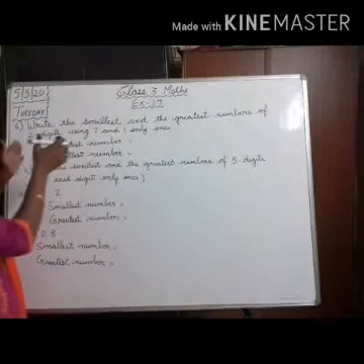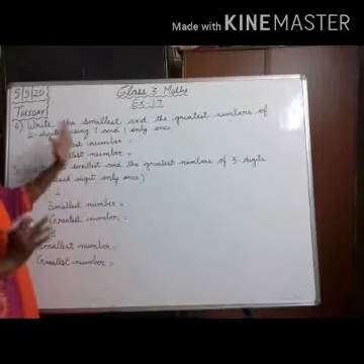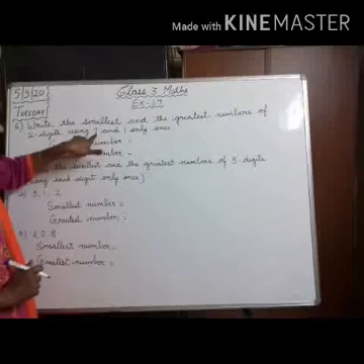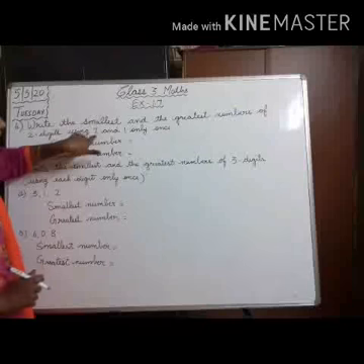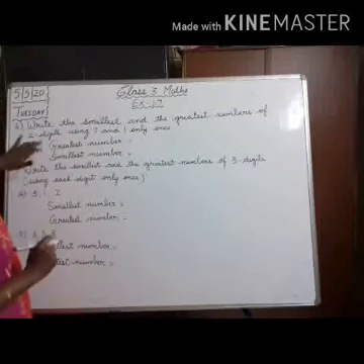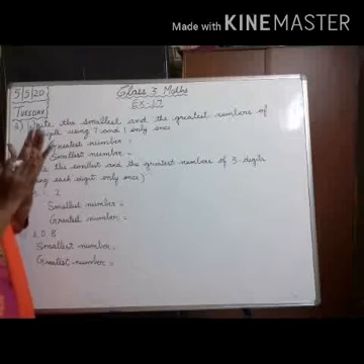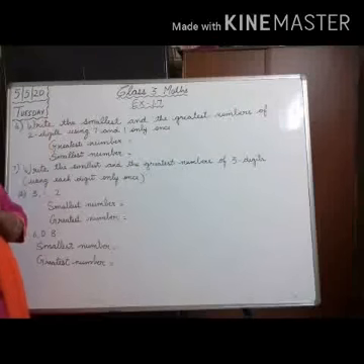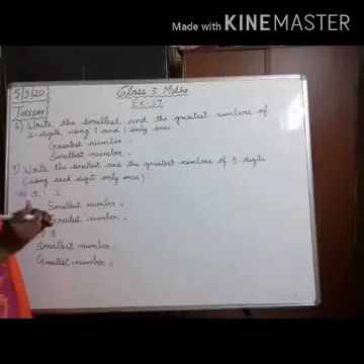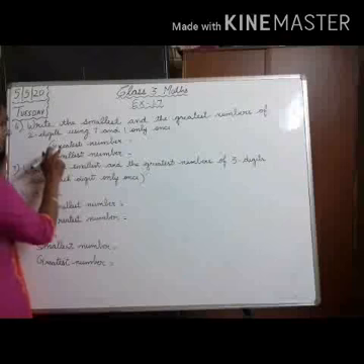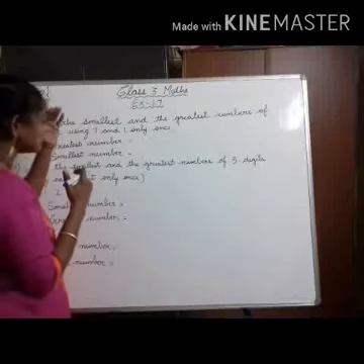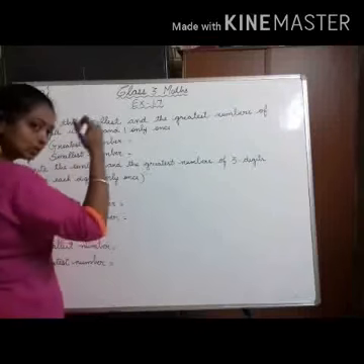In this question we are going to write the smallest number and the greatest number using 7 and 1. We have to use 7 and 1 only one time. Greatest number means we have to write in descending order. Smallest number means we have to write in ascending order. So first, the greatest number. Greatest number means descending order, big to small.